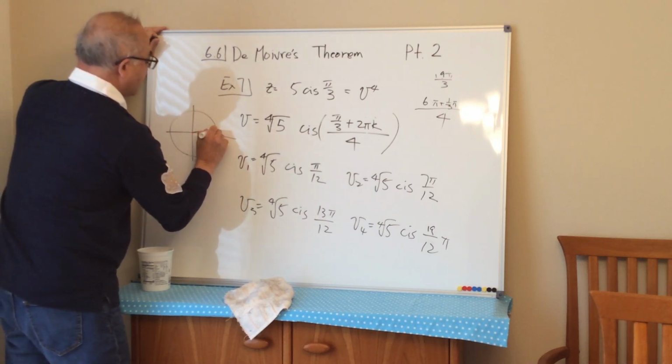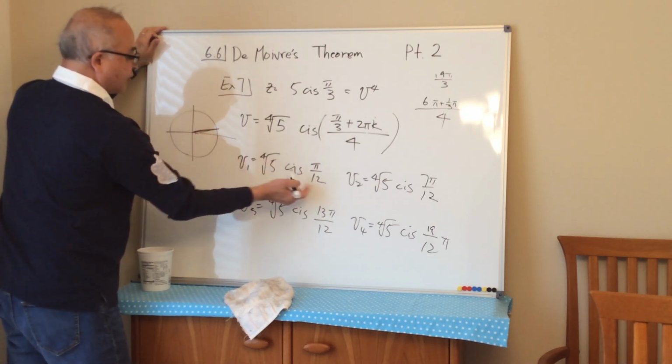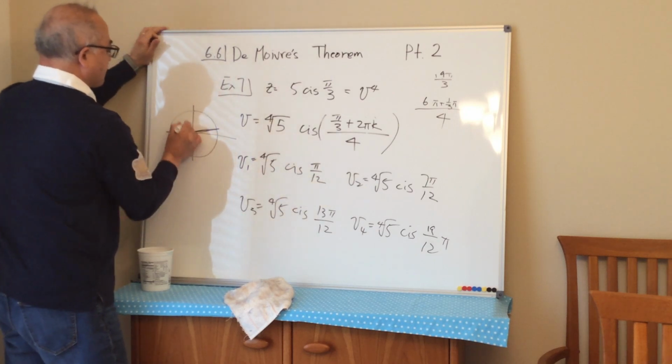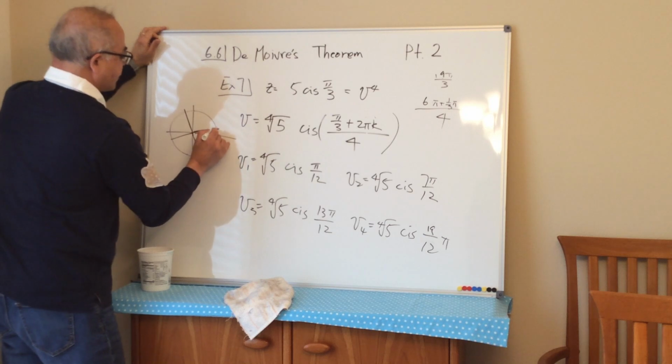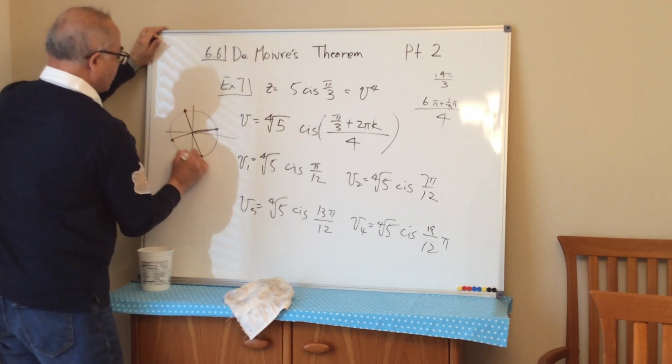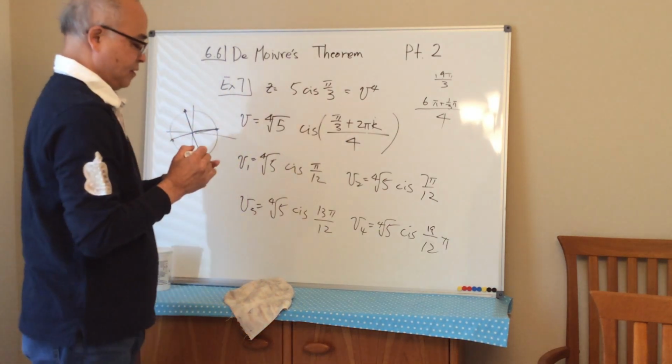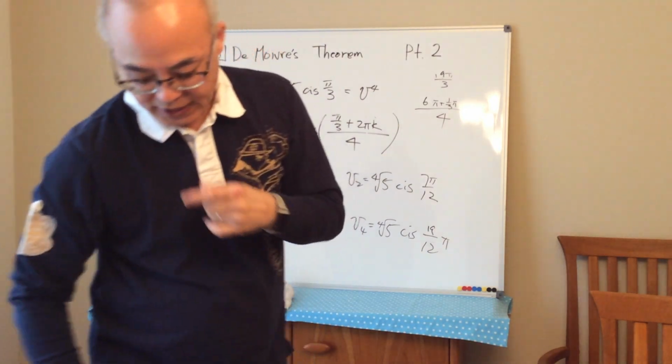So it's right over here, right? Pi over 12, because it's 15 degrees, right? Right here, and right here. So you're going to get 4 equally spaced, right? Okay, all right. So that's what that looks like.